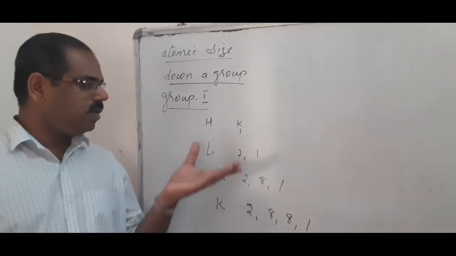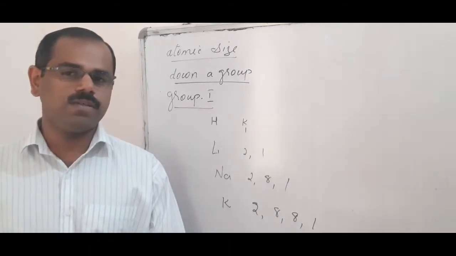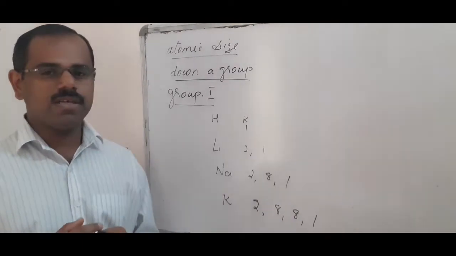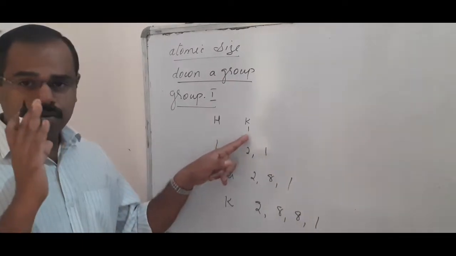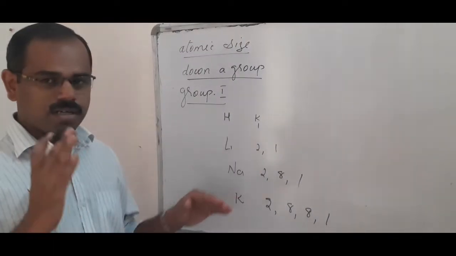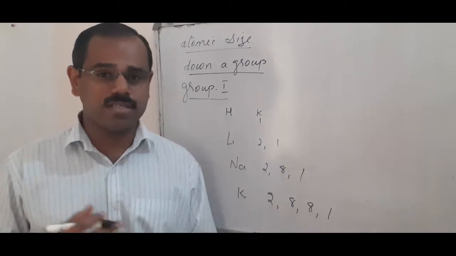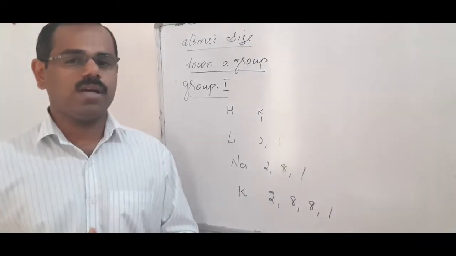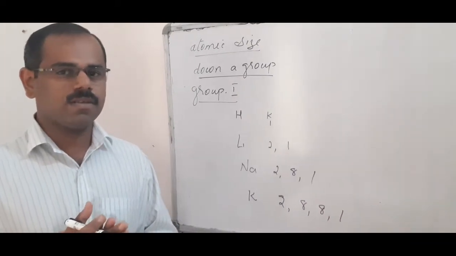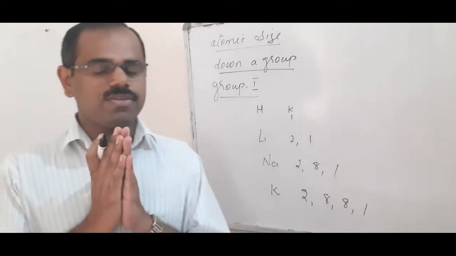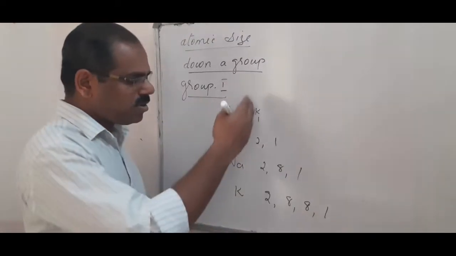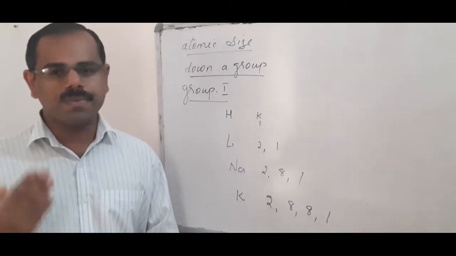So you see, when you go from top to bottom of a group, the number of shells increases. Here only one shell. When you come to lithium, there are 2 shells. When you come to sodium, there are 3 shells. Then potassium, 4 shells. So top to bottom, what happens? The number of shells increases. So what happens when the number of shells increases? The number of protons increases.